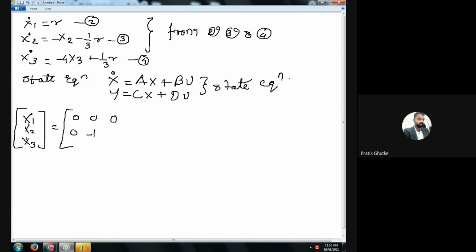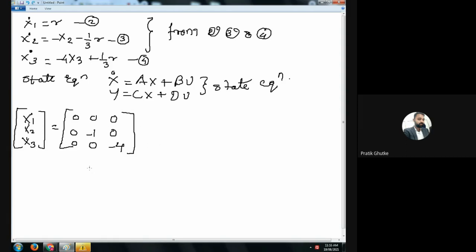And is there any x3 term? X3 term is not there. Therefore, again there would be 0 here. Now coming forward to the third equation, is there any x1 and x2? No. That's why here 0, here also 0. But x3 term is there. X3 term is nothing but minus 4. So this is my equation or the A matrix. So I am writing now B matrix. So B matrix is nothing but your R matrix, that is input matrix. X dot equals to, this is your A matrix.